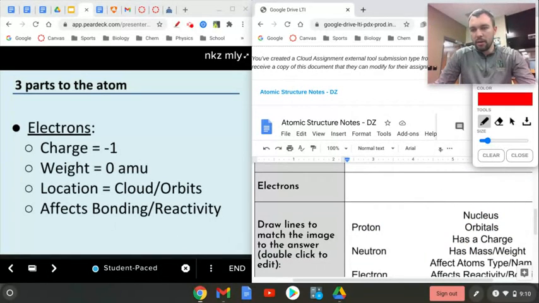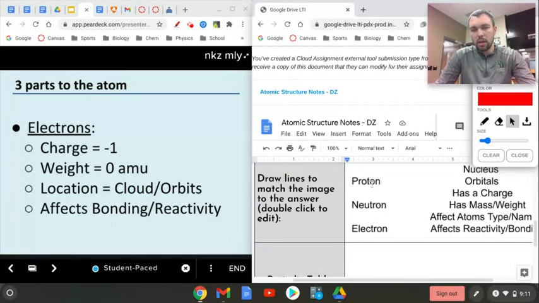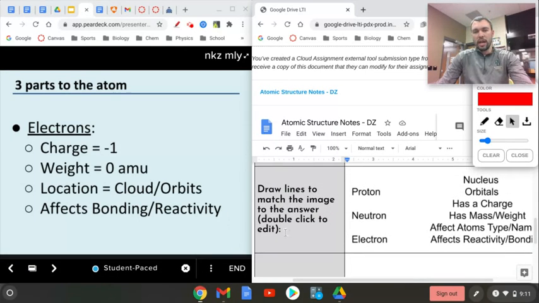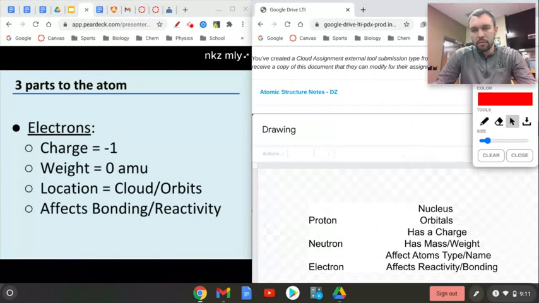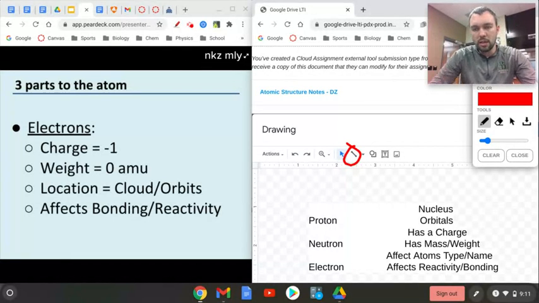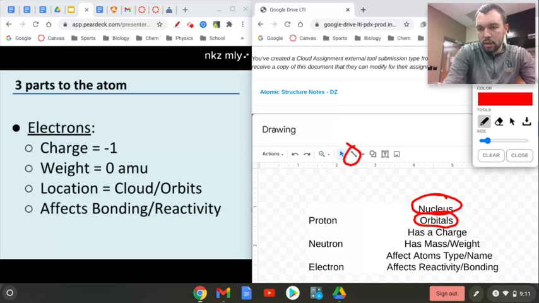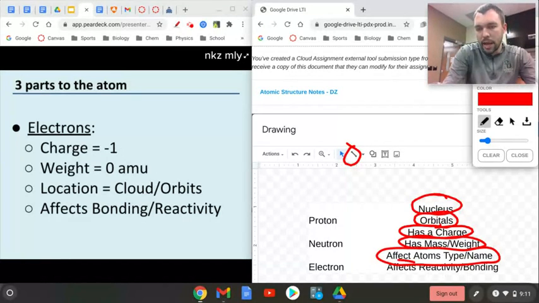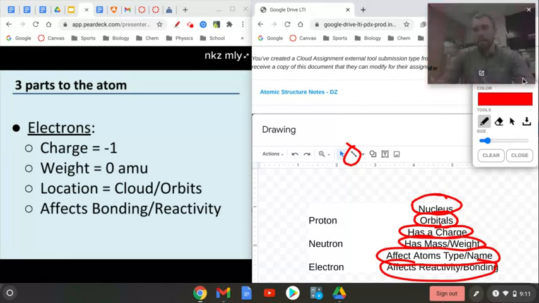All right, so now a little quiz here. Draw lines to match the image to answer. You can double click to edit. So if I double click this, okay, now I can draw on here to connect them. So you can choose like this line here and you can actually connect them. I'm just going to use my pen here to draw on it. So we have nucleus, we have orbitals, we have charge, mass or weight, affects atom type or name, and affects reactivity and bonding.